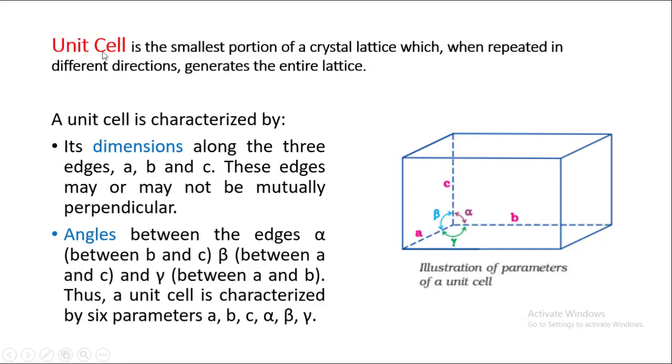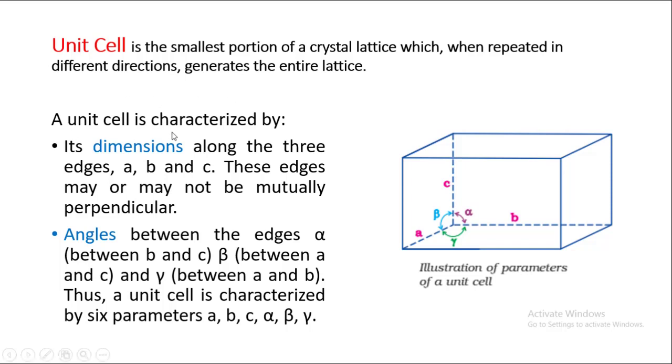Next, coming to the unit cell. A unit cell is the smallest portion of a crystal lattice which, when repeated in different directions, generates the entire lattice. So this is a unit cell. When such unit cells are joined together, it gives a crystal lattice.